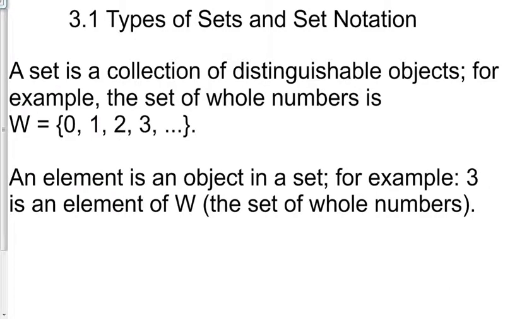For example, the set of whole numbers W is equal to {0, 1, 2, 3, 4, 5, 6, all the way up to infinity. An element is an object inside of a set. For example, the number 3 is an element of W, which is the set of whole numbers.